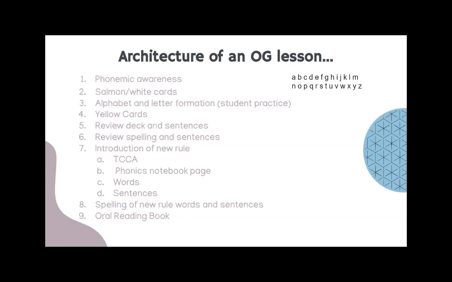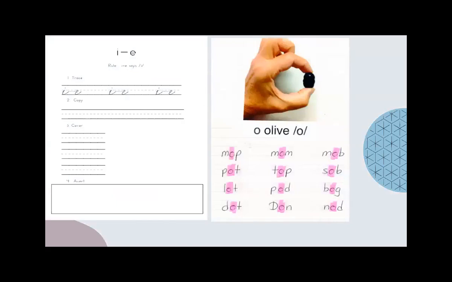Then we're going to do something called trace, copy, cover, which on the next slide, you're going to see this actual page that they would have available to them, where the rule is written at the top and it says, I consonant E says I. So students are utilizing this paper and they're actually doing exactly what the trace, copy, cover suggests. So first they are tracing the I, and you'll notice it is a cursive I, and I'll talk about why in just a moment. I consonant E spells I.